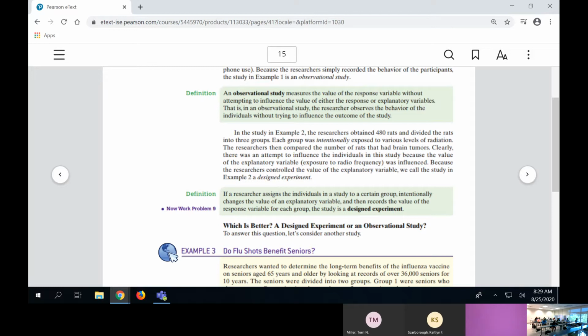An observational study measures the value of the response variable. That is an observational study. The researcher observes. That's all you need to know. They observe. Think of sleep apnea. And then, of course, a designed experiment is where something is interjected into the observation. If a researcher assigns the individuals in a study to a certain group, intentionally, see the word intentional? That's the interjection. Intentionally doing something, giving them pills. Giving them a placebo versus the red pill or the blue pill. Okay? Gosh, you wish you'd taken the what? Which pill?